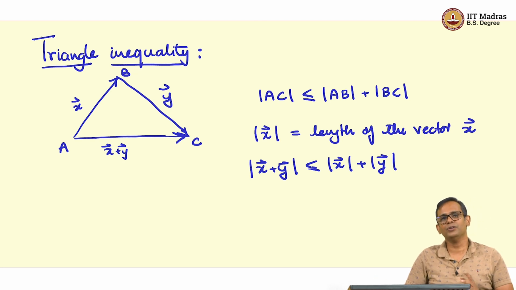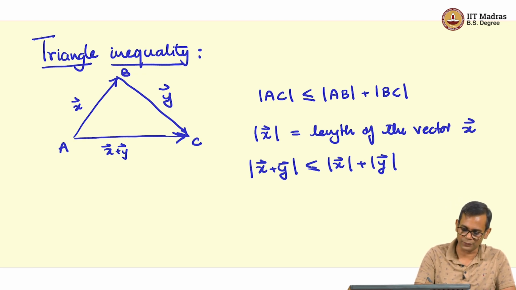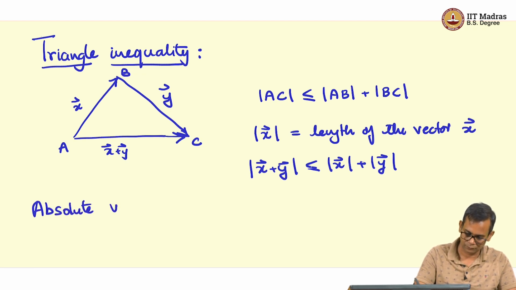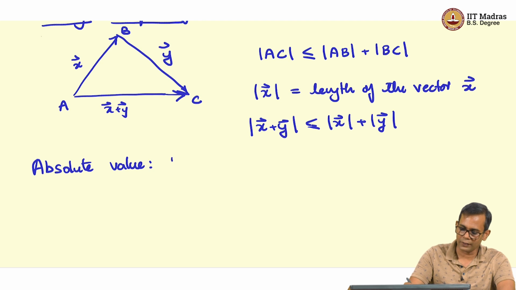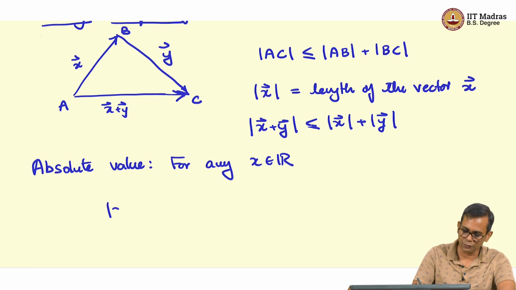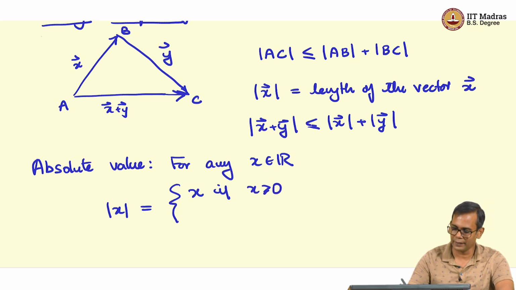Now, what we are going to use mostly in this course is a version of this inequality just for real numbers. So, the length of a real number is what is called the absolute value. So, it is defined as follows: for any real number x, absolute value of x is defined to be x if x is greater than or equal to 0, and it is defined to be minus x if x is less than 0.